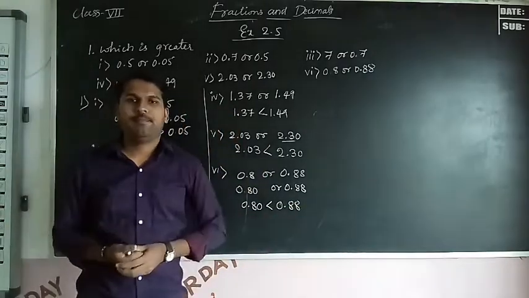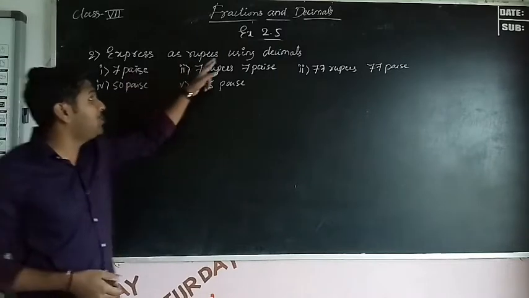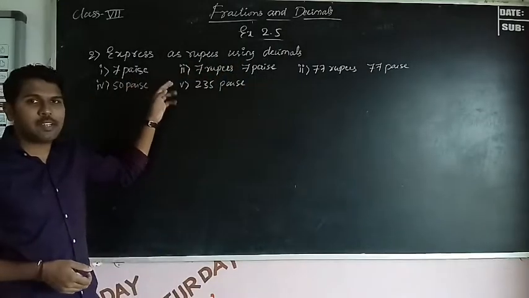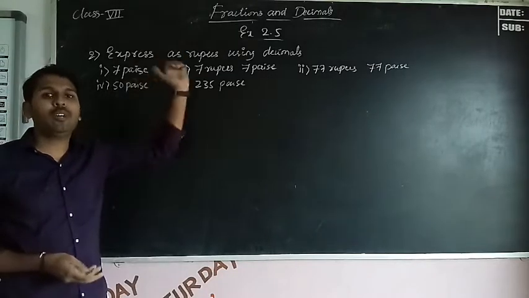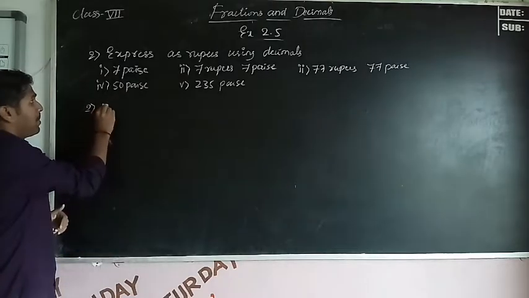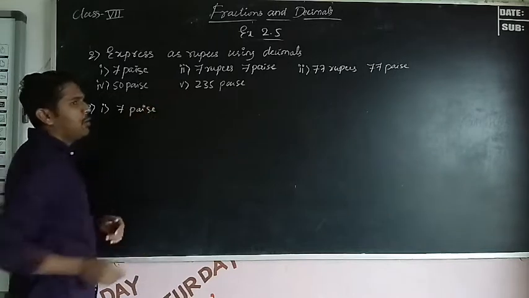Understand? Second one: express as rupees using decimals. First one, 7 paisa. They are given in paisa, and you should convert it to rupees. So how to convert it? First take 7 paisa. How to convert it?